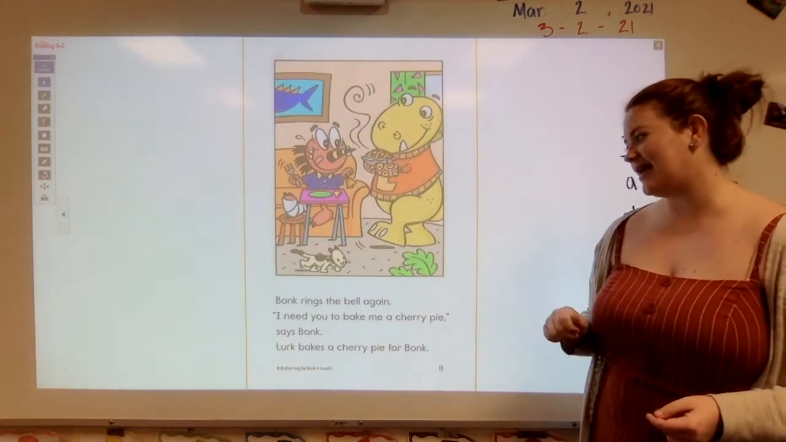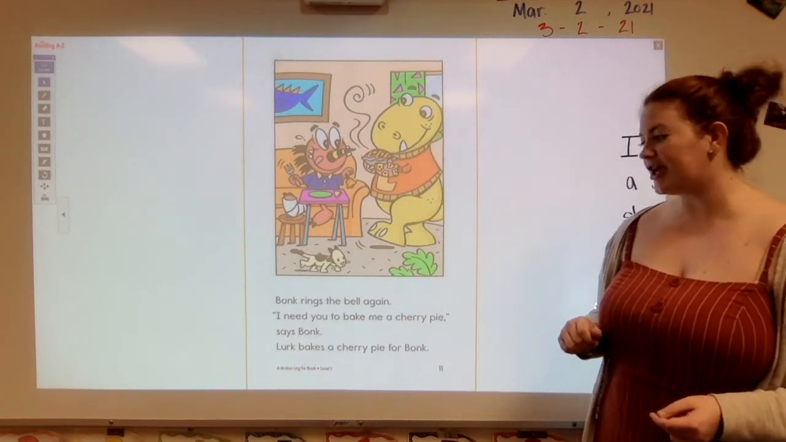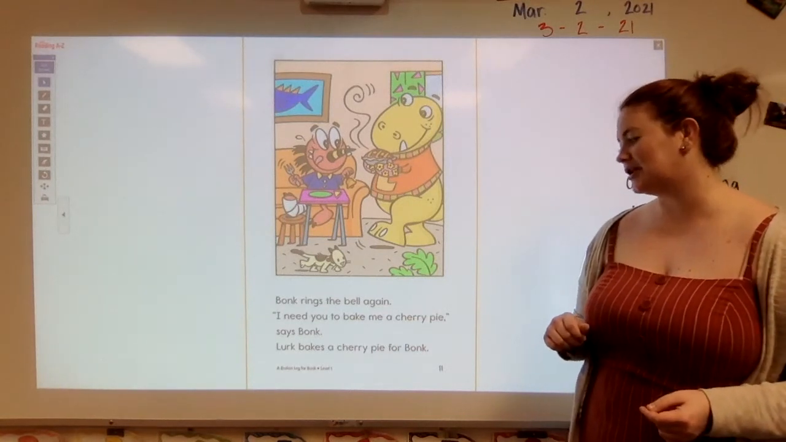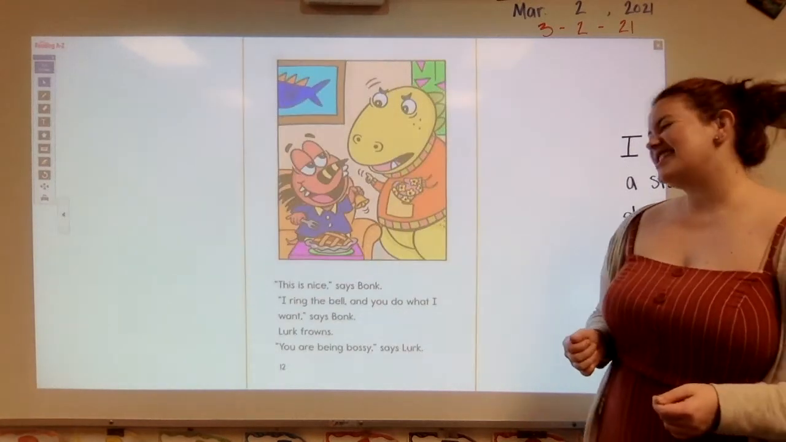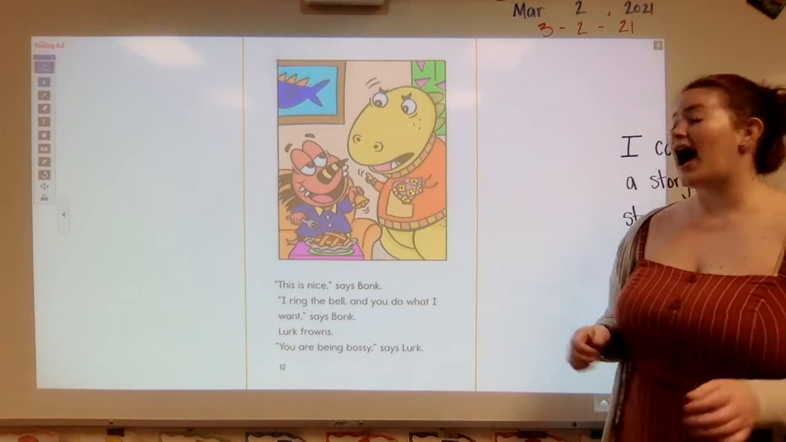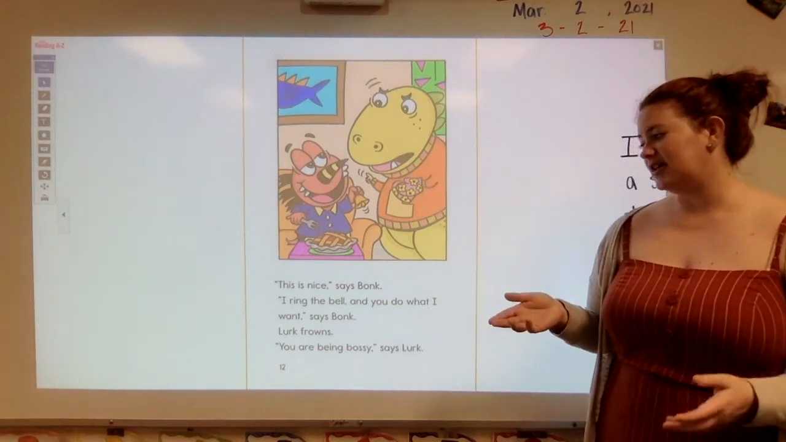Bonk rings the bell again. "I need you to bake me a cherry pie," says Bonk. Lurk bakes a cherry pie for Bonk. "This is nice," says Bonk. "I ring the bell and you do what I want," says Bonk.